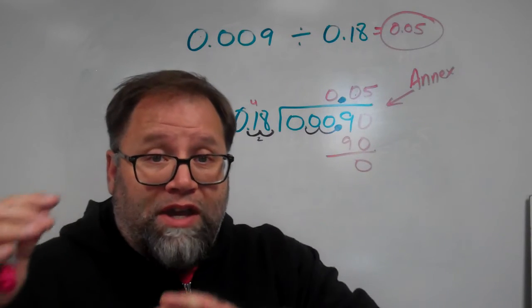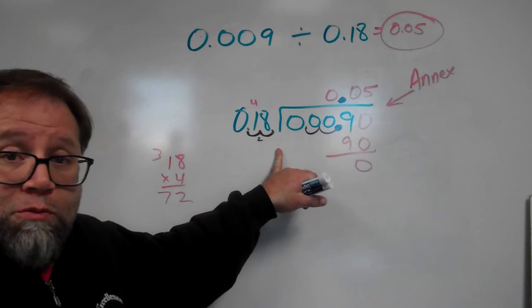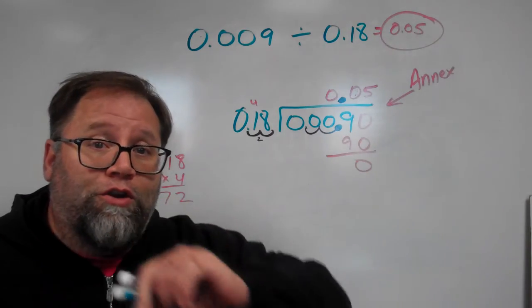Key to this is make sure that divisor is a whole number. However many steps you move that decimal place to the right, you have to do the same thing in your dividend.